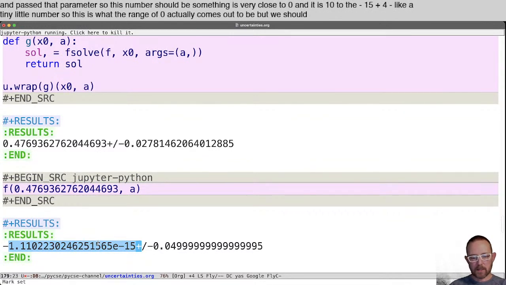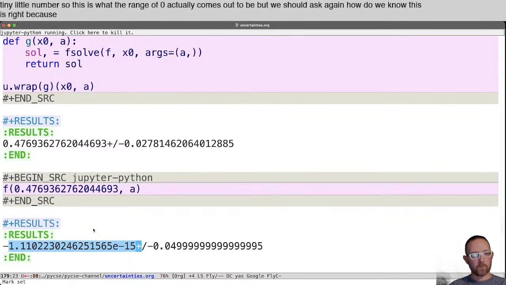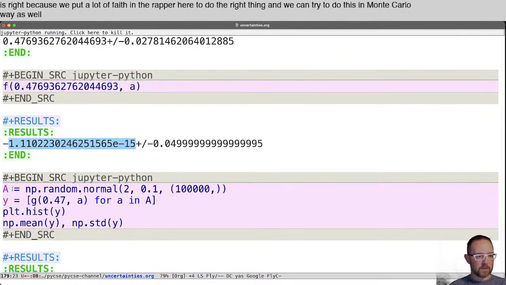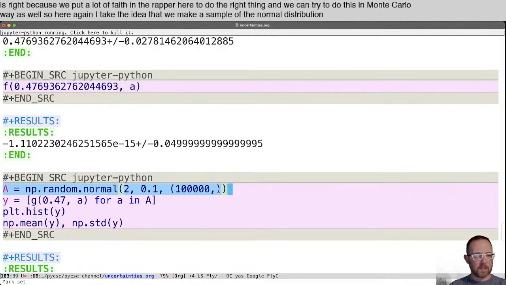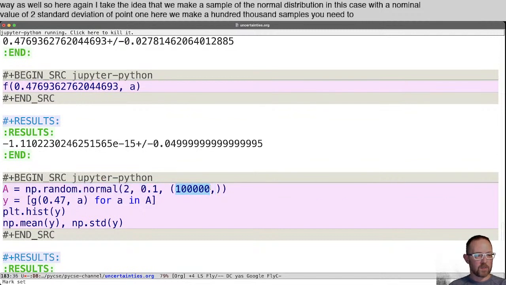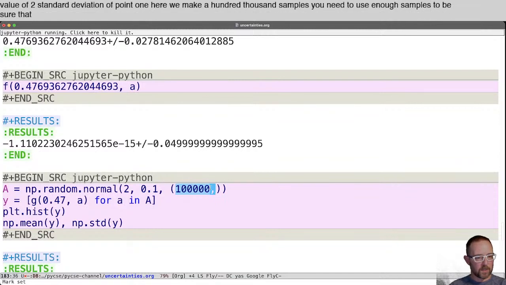But we should ask again, how do we know this is right? Because we put a lot of faith in the wrapper here to do the right thing. And we can try to do this in a Monte Carlo way as well. So here again, I take the idea that we make a sample of the normal distribution, in this case with a nominal value of 2, standard deviation of 0.1. Here we make 100,000 samples. You need to use enough samples to be sure that your answer doesn't depend on them. Maybe let's start with just 100 to see.